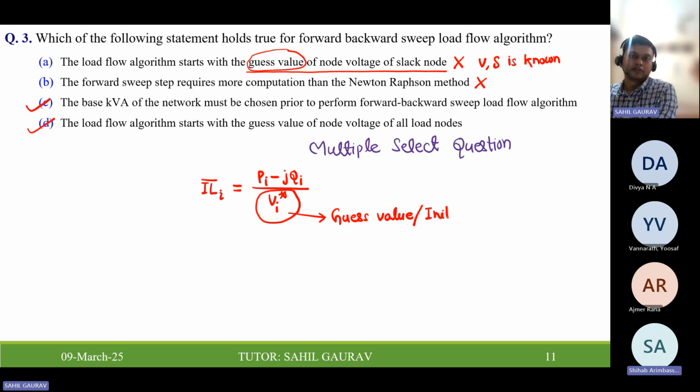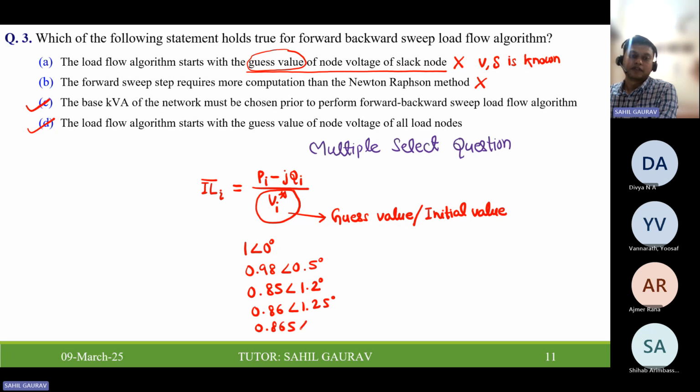But practically all node voltages will vary. If you assume 1 at the angle of 0 to start, that is the guess value, then you perform an iteration and it will deviate, like 0.98 at the angle of 0.5 degree, and in the next iteration it will deviate to 0.85 at the angle of 1.2 degree, and so on. In the next step it will go to 0.86, 1.25. Next step it will go to 0.865, 1.256.